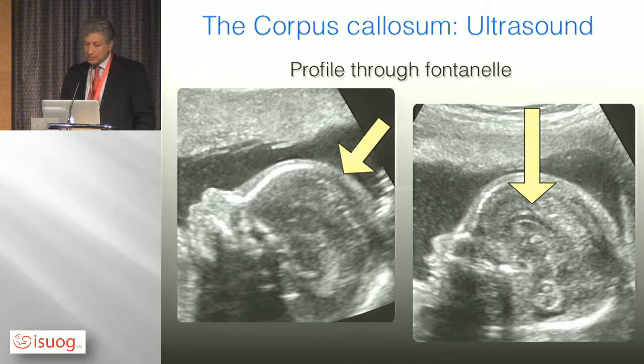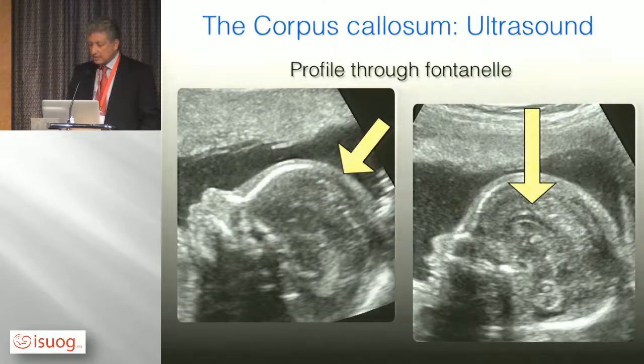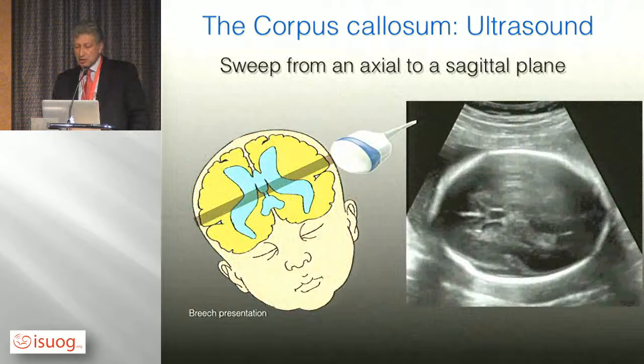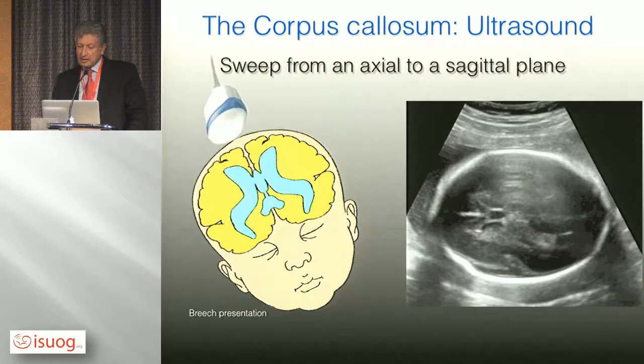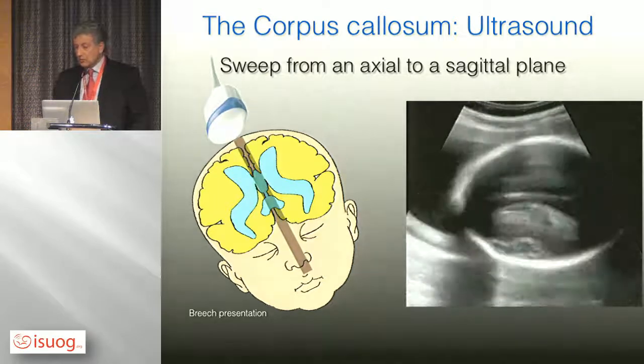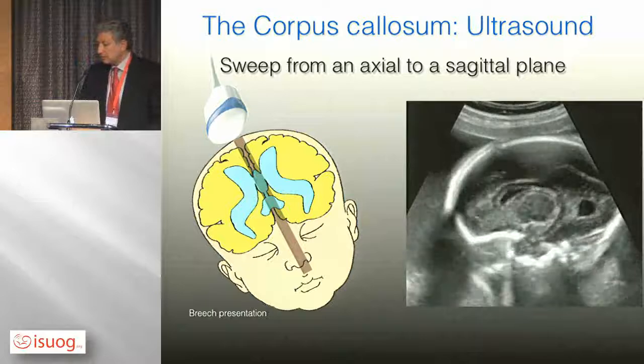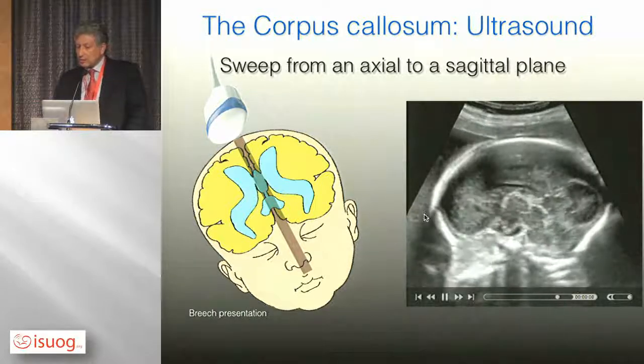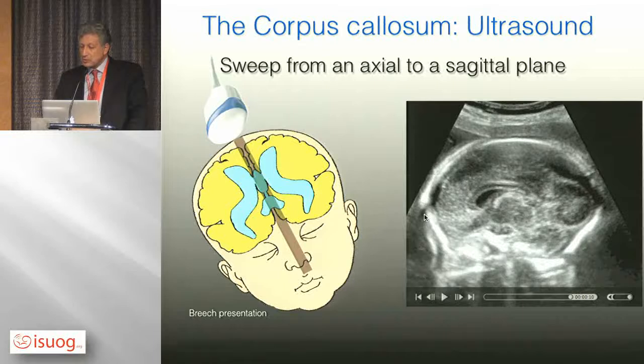You do not always need to use 3D and transvaginal scan for normality. What we do in everyday life is what you have seen in the live demo. We scan axially, and then we move the transducer to get a longitudinal view. This is how it is done, from an axial plane to a longitudinal plane, and we can see the corpus callosum for normality. But occasionally we need a little bit of high resolution.